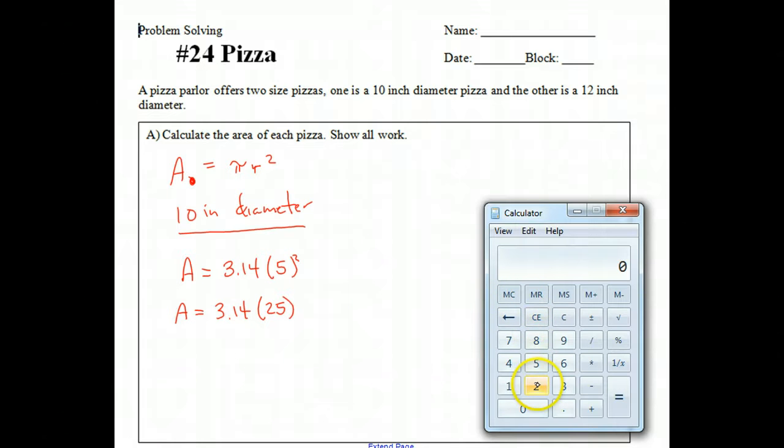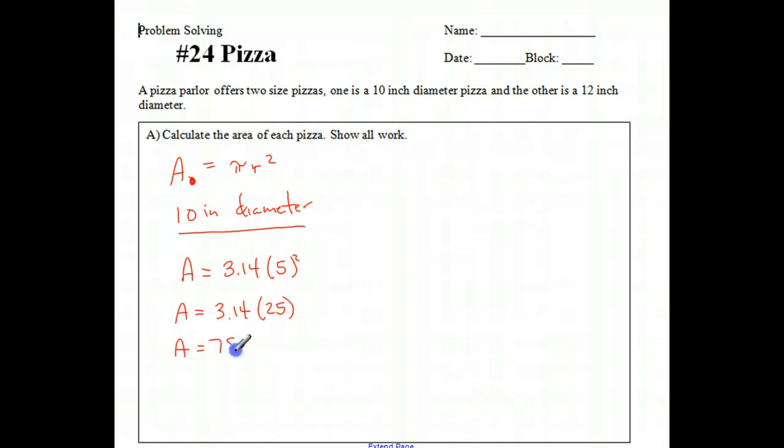Now that calculator disappeared. Let's pull it back. I'm going to take 3.14 and multiply that by 25 to get my area of 78.5. Because it's an area measurement and my units are inches, I'm going to say that the area is 78.5 inches squared.